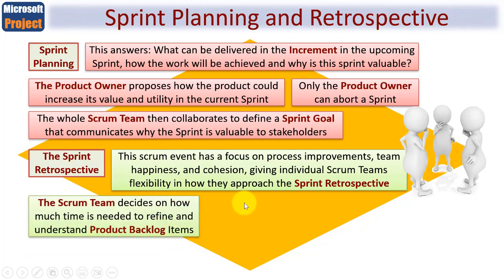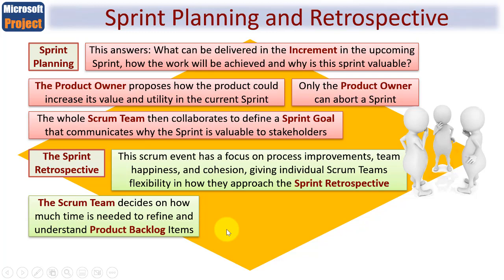So it's the Scrum team who decides on how much time is needed to refine and understand the product backlog items. A question I'm often asked is, how long should a sprint be? We know it's usually short, no more than 4 weeks, but who determines that? Well, the answer is as the Scrum team does planning, and certainly with feedback from the sprint retrospective, they can see how much time is needed to refine and understand the product backlog items, hence setting the likely duration of the upcoming sprints.